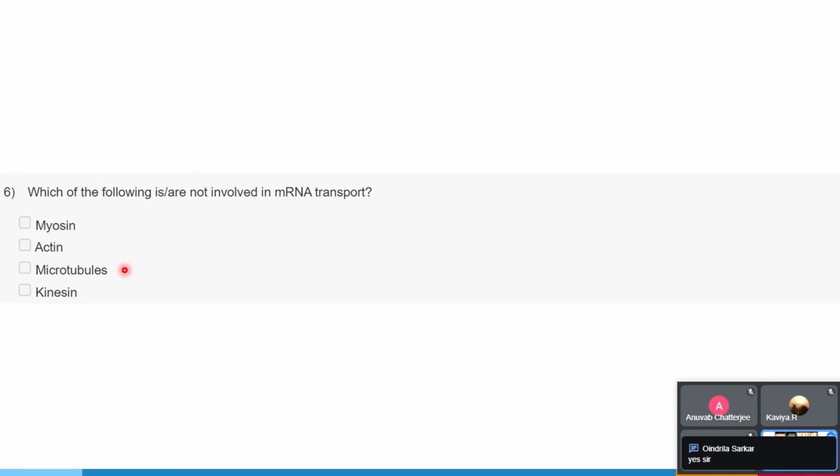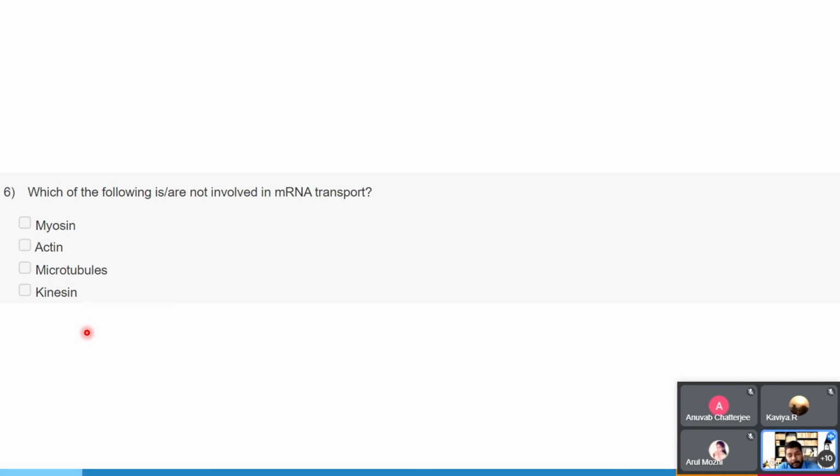So we move on and answer the question: which of the following is not involved in mRNA transport? The options are myosin, actin, microtubules, and kinesin. So mRNA can be transported to specific areas. When imagining the eukaryotic cell, we oftentimes miss that there is essentially a railway, roads and a railway, present inside the cell in the form of the microtubules. Any organelle, such as a lysosome or a mitochondria, can attach to a microtubule and start walking along the microtubule to go to different parts of the cell.